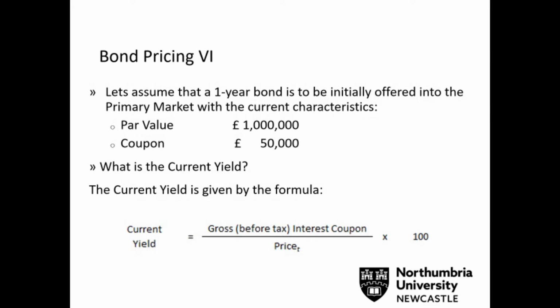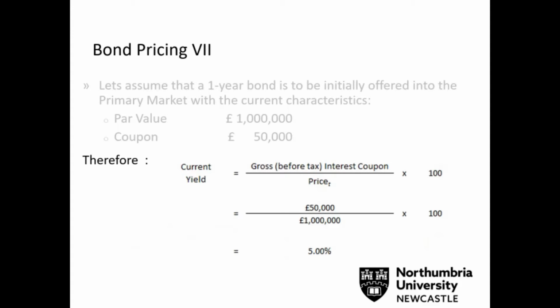So now let's try and work out the current yield. Again, we're going to assume the same product, a 1-year bond issued in the primary market at day 0 with the same characteristics as before. If we look at the formula below, what is the current yield? Well, the current yield is the coupon interest divided by the price of the bond times 100. We already know the price of the bond, we've just worked that out at 1 million. We know the coupon payment is 50,000. If we do the quick maths, quelle surprise, it also equals 5%.